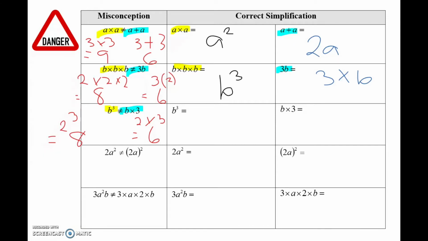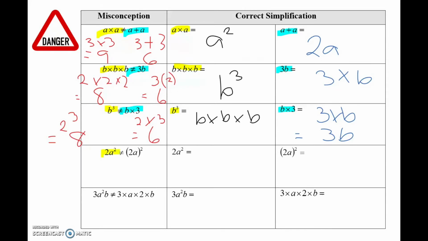So therefore, the correct simplification of the algebraic notation B cubed is actually equal to B times B times B. We multiply B by itself 3 times. Whereas B times 3, we can write it as algebraic notation 3 times B, which is also equal to 3B. Next, let us take a look at the fourth misconception.